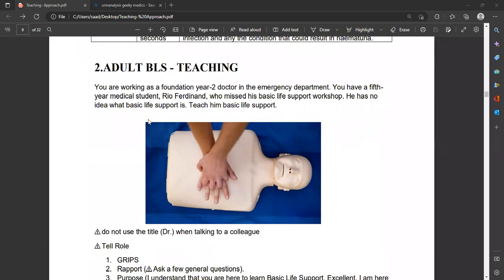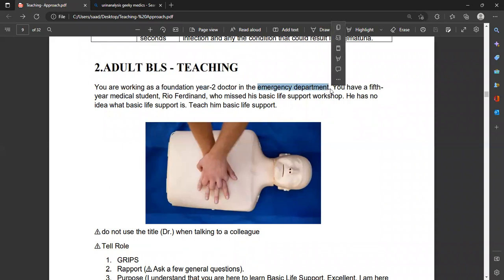All right. So let's move towards our second scenario. It's adult BLS. It's also coming frequently. So again, you are standing outside the cubicle. You have 90 seconds. You are working as a foundation year 2 doctor, FY2, in the emergency department.